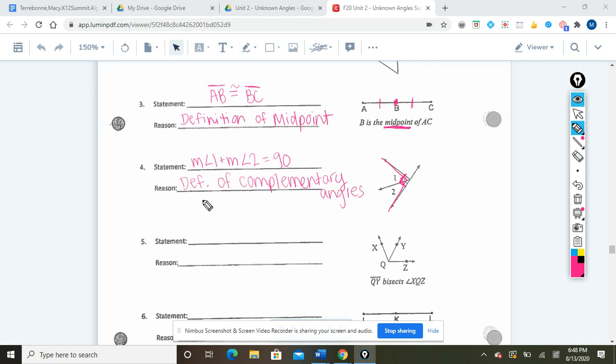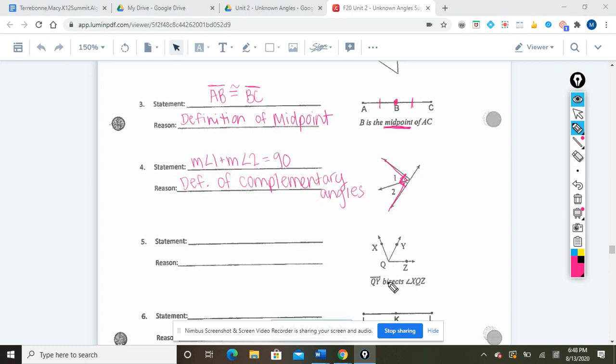Once again, the definition of part might not be there. It might just say complementary angles. It might say definition of complementary angles. Regardless, don't let it screw you up. You know these angles add up to 90. You know those are called complementary angles. Because these are complementary angles, that's what means we can write this statement.